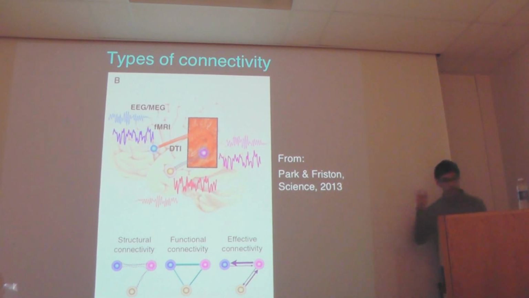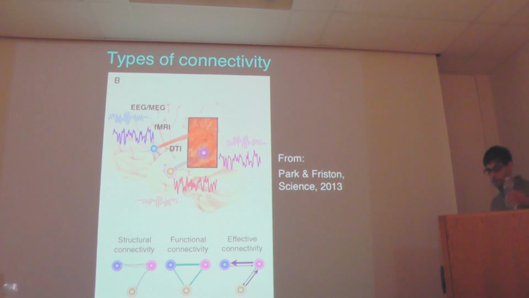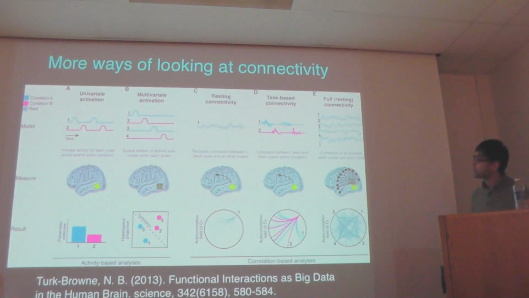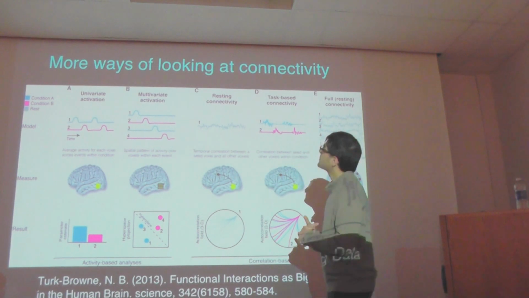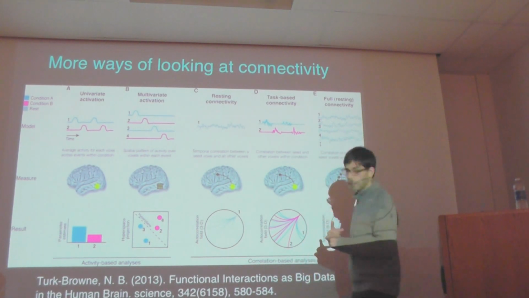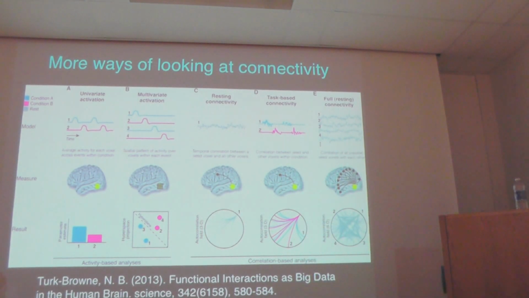So there was a whole bunch of recent review papers in Science that came out last year about this topic. This one wasn't on the reading list. This one by Turk-Browne, which I'm going to show in the next slide, was in the reading list. So here are some more ways of looking at connectivity. I quite like this figure because it shows a bunch of different things. Can you read this text from the back? Maybe not all of it.